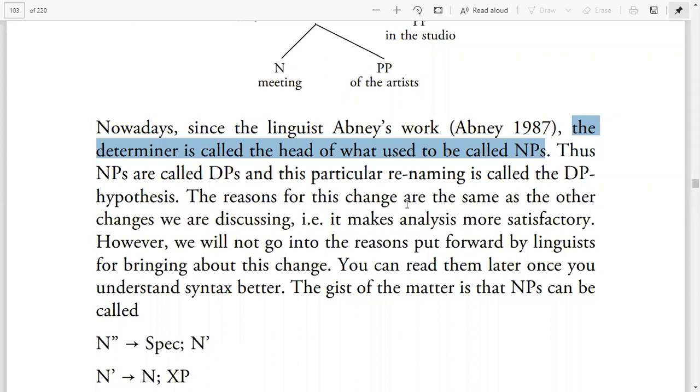And the reasons for this change are the same as the other changes we are discussing. That is, it makes analysis more satisfactory. However, we will not go into the reasons linguists had for this change. You can read them later once you understand syntax better. So we are not going into the details of why NP is known as DP, determiner phrase, right?